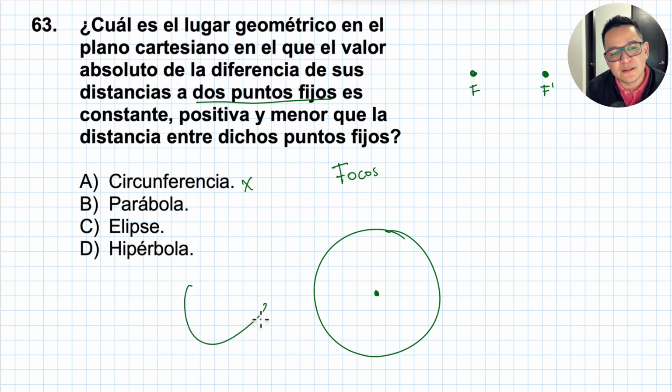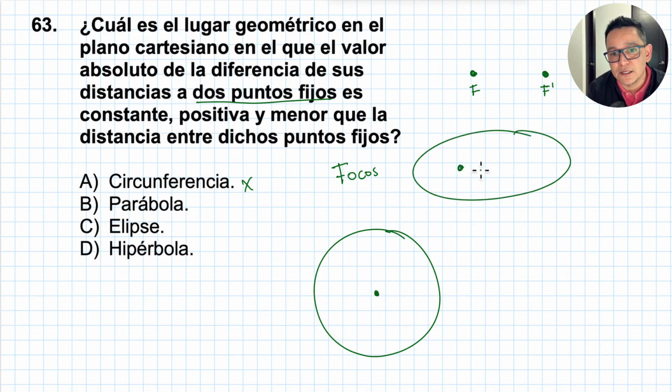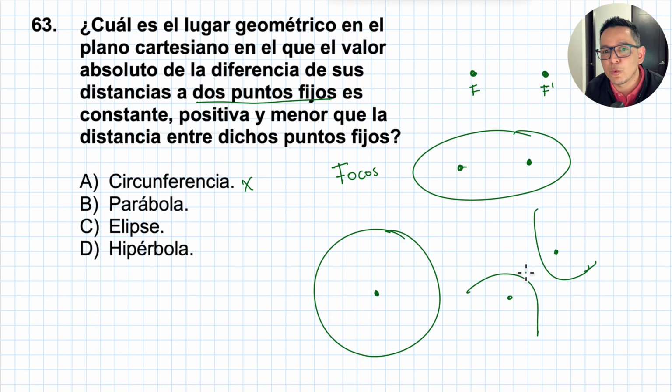Now, does the parabola have two foci? No, it has one focus, right? So, no. The ellipse has two foci. Yes, the ellipse does have two foci. Remember that it can be, for example, something like this. So it does have two foci. Now the hyperbola. The hyperbola has two foci. Yes, it also has two foci. So, which one do you choose? Do you go with the ellipse or do you go with the hyperbola? Which of these two? We agreed that it can't be a parabola, right?